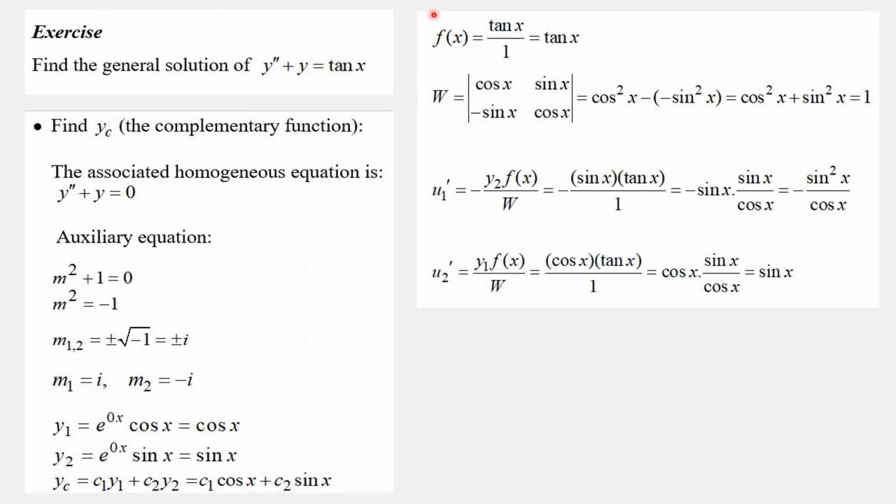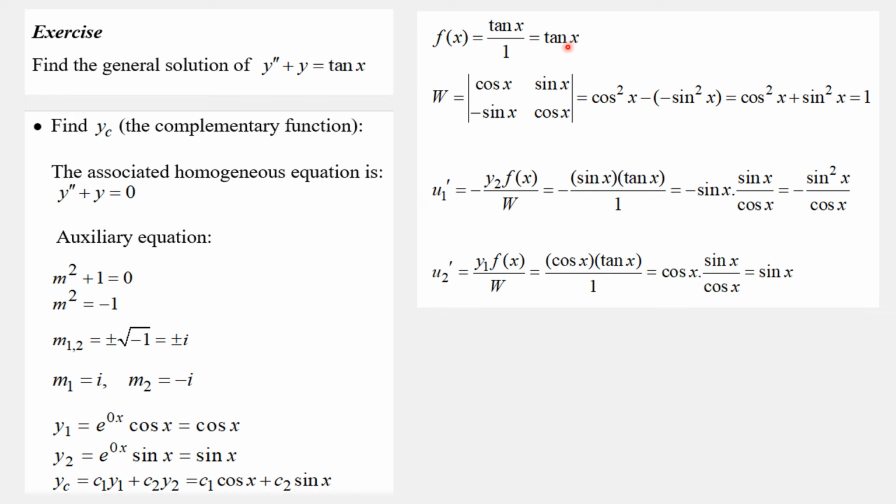I should have written here find yp. Sorry, I missed that. Next step, find yp. So to get the yp, we are going to start by evaluating the fx. Now, what's the formula for the fx? Do you remember? Fx is g of x divided by a2 of x. G of x is tangent x. a2 of x is the coefficient of y double prime, and in this case the coefficient is the number 1. So tangent x divided by 1 is just tangent x.